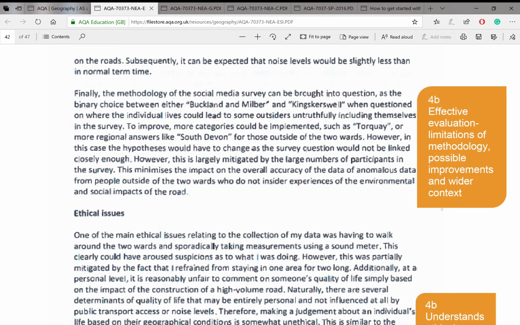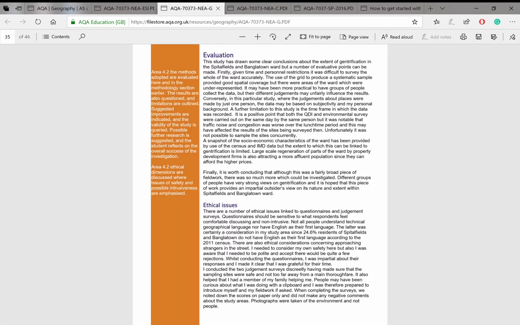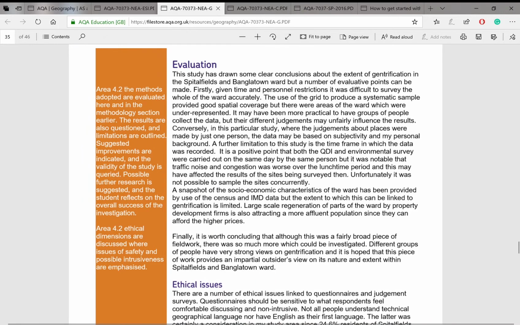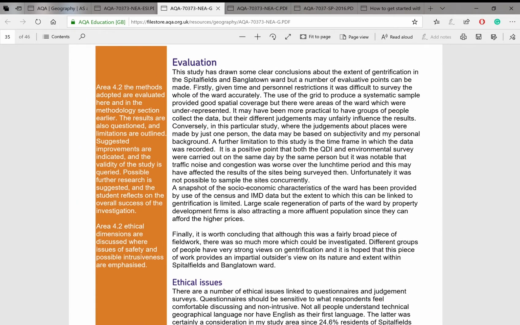Okay, so that's that bit before we move on to ethical issues on the evaluation. Let's look at the evaluation of this NEA a little bit shorter this time around. Have a read of it first, and then I'll start chatting through it.